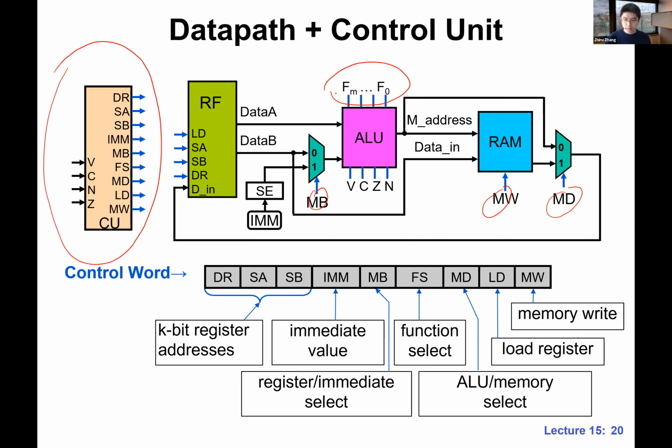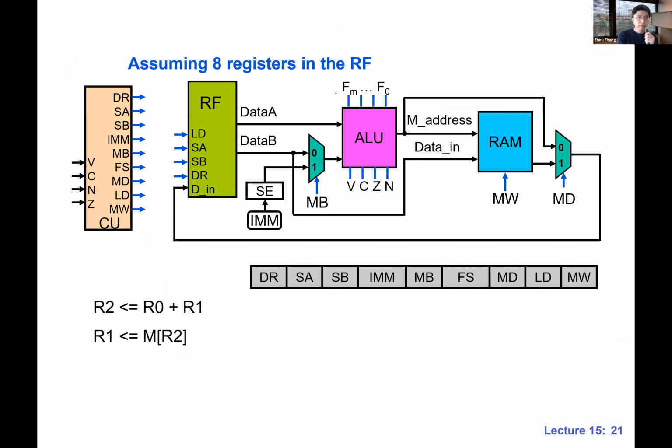Right? Okay, so let's talk about another example in just the last few minutes. Over here, I'm assuming I have 8 registers in my RF. Let's go through a few more examples.